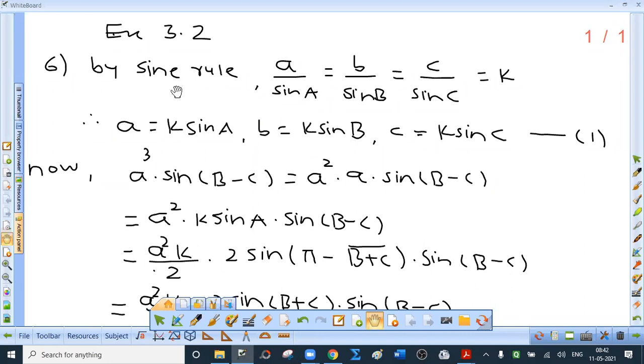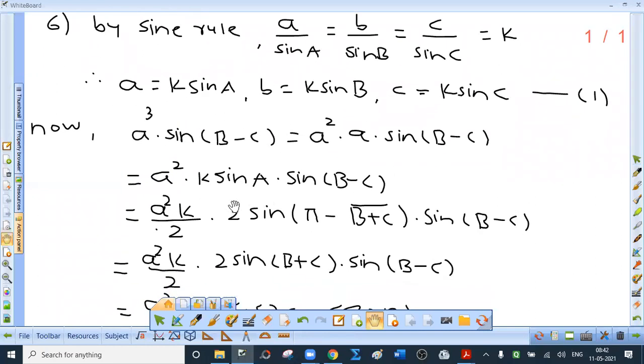See, by sine rule, what is a upon sine a equal to b upon sine b equal to c upon sine c? It is k. So a is k sine a, b is k sine b, c is k sine c. Now, consider a cube sine of (b minus c). I write a cube as a square into a, right? I replace only this a by k sine a. See, I have written all the steps.